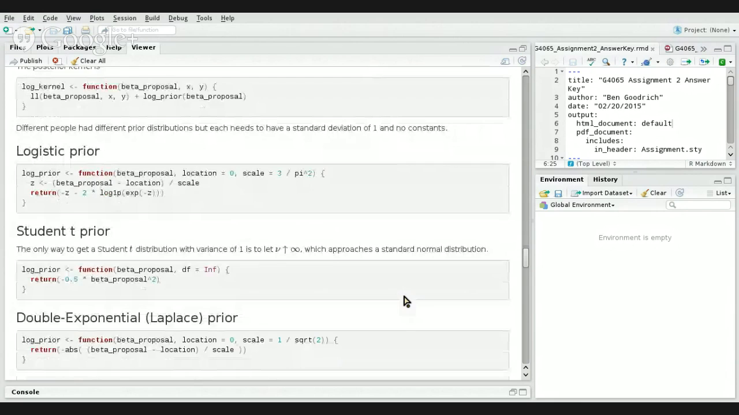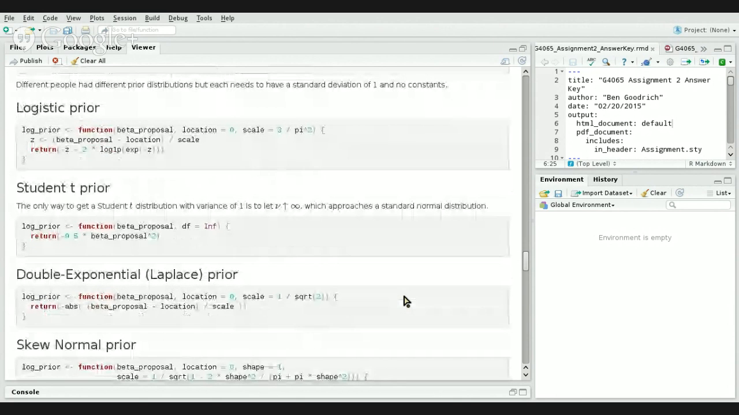Again, different people had different prior distributions. Later on in the question, it said you could choose any hyperparameters you want, provided that the standard deviation of the prior was equal to 1. So you needed to look up the expression for the variance of that distribution, and then choose the hyperparameters accordingly. And then when you write the log prior kernel, you just need to not include any constants in that, things that don't depend on beta.